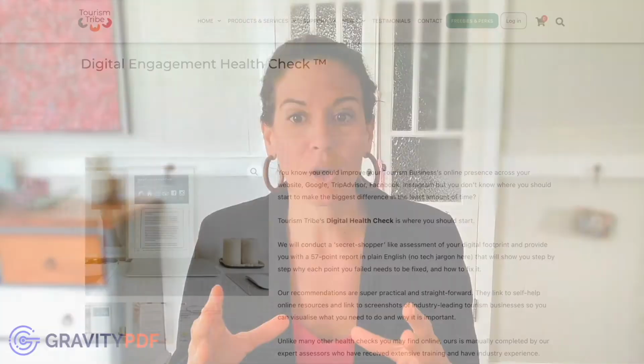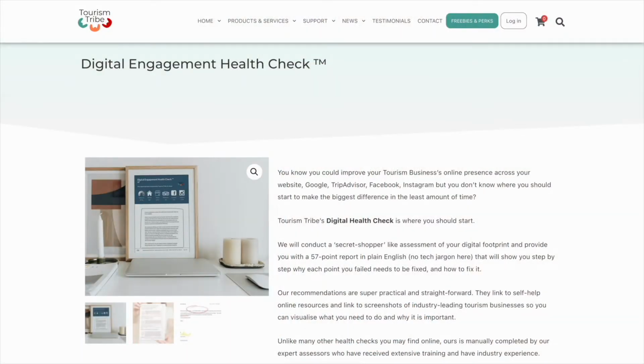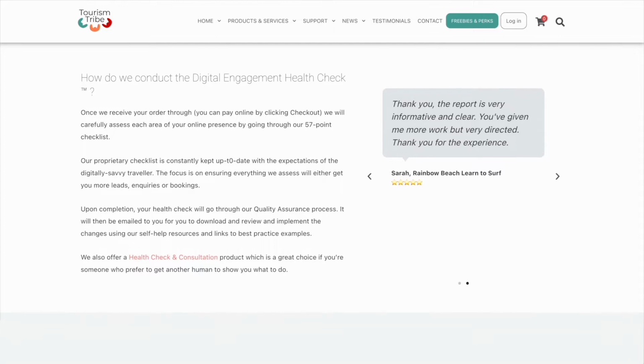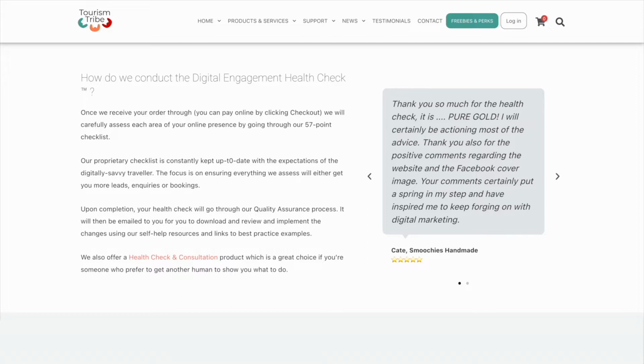Now, this health check is conducted by a range of assessors that are certified by Navi and Tourism Tribe following our processes. And the assessors themselves go on the Navi and the Tourism Tribe website and fill out the assessments for the client. So it's not the client themselves that fills out the assessment. It is actually our assessors.